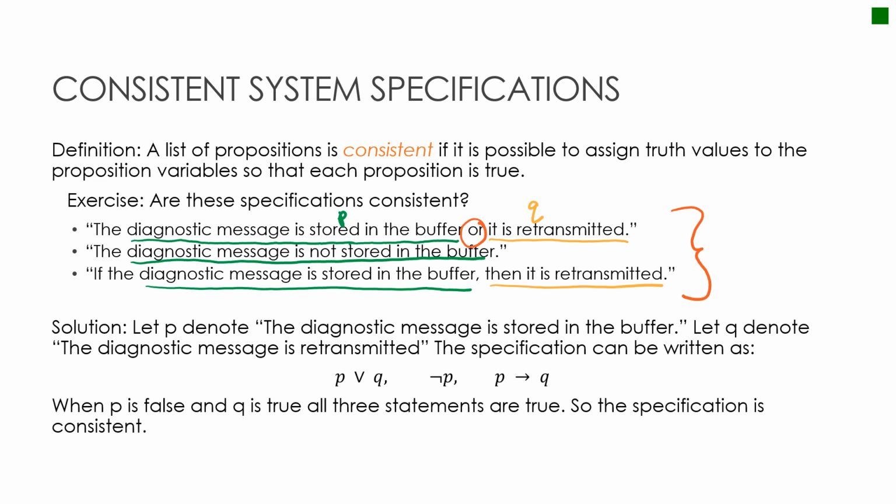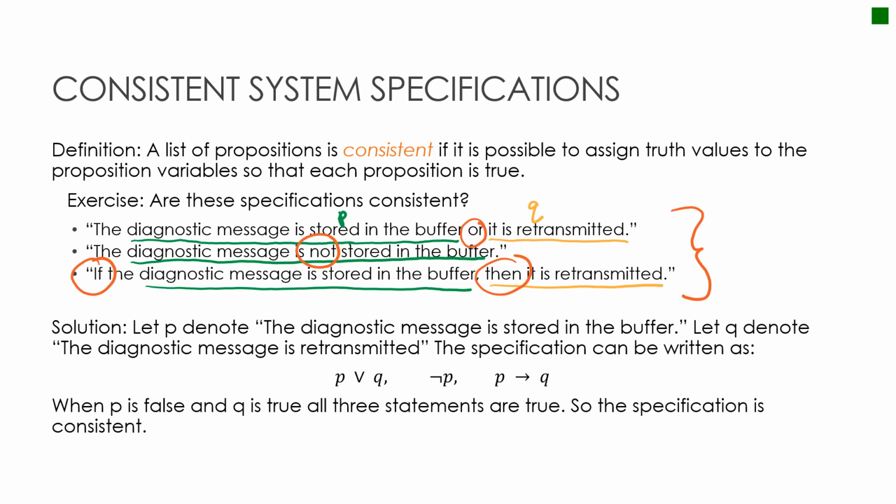Then we look at the second one. The diagnostic message is not stored in the buffer. So again, that tells me my not P, because P represented stored in the buffer. And the last one, we've got an if, then, and of course that gives us our arrow. So if P, then Q.